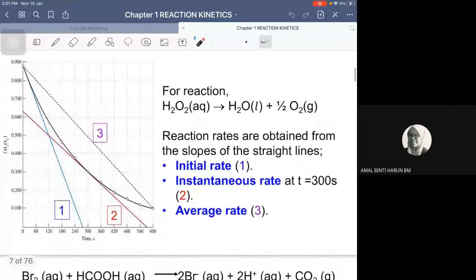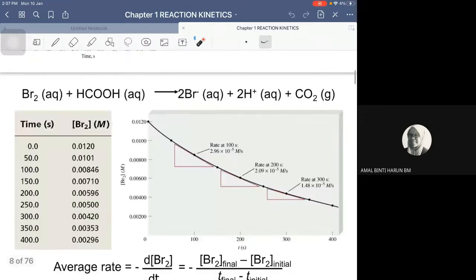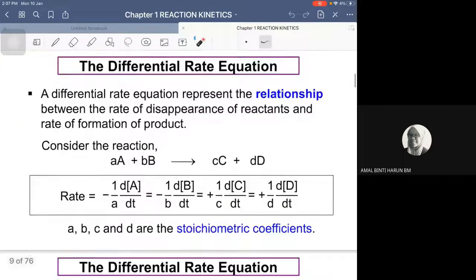Okay. Di sini dia nak tunjukkan di mana kita dapat titik ni. Kalau kita pilih titik ni, kita cari gradient kat sini. So kita boleh dapatkan gradient dia adalah rate pada ketika ini. Kalau kita cari di titik ini, so you cari dia punya gradient bagi curve ni. So itu adalah rate dia. Okay, this one senang je.